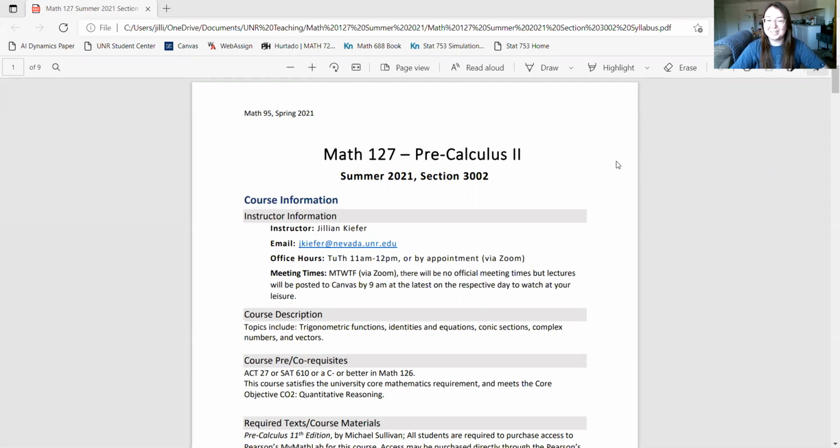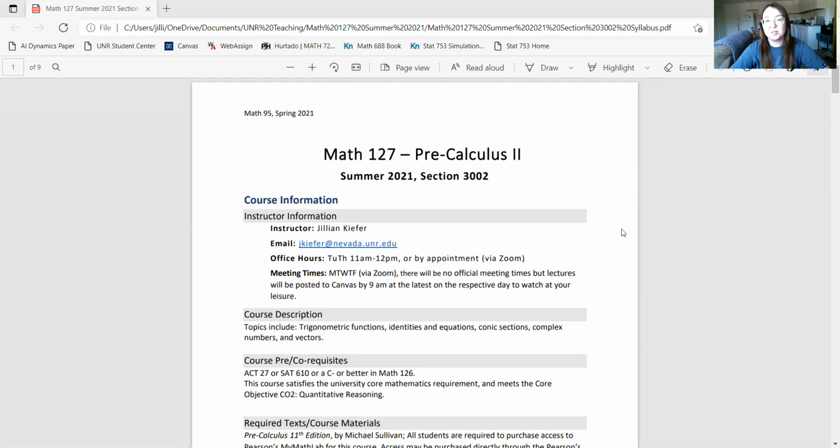Instructor is me, Jillian Kiefer. My email is there. It's just jkiefer@nevada.unr.edu. That is the email that I do use. Somewhere, I'm sure online, there is listed another email, like a personal Gmail. If you email me on that email, I will respond, but it may be a little bit longer. This is my work email, so I'll definitely be able to respond a lot faster once I know that you're my student. So office hours are going to be on Tuesdays and Thursdays from 11 to noon or by appointment.